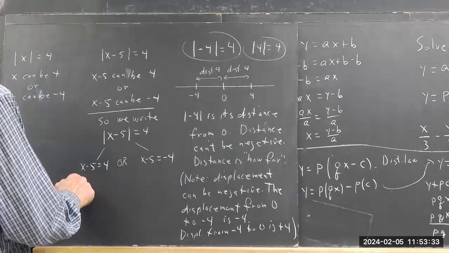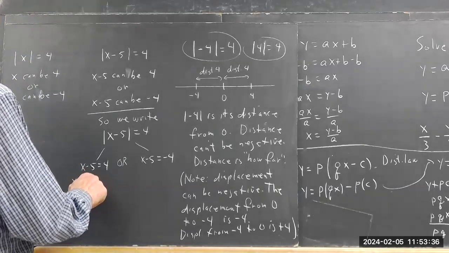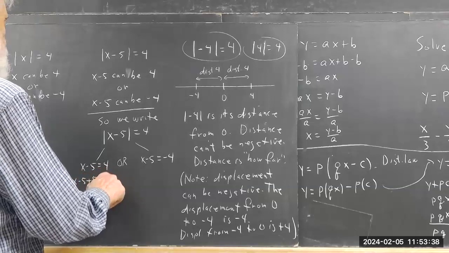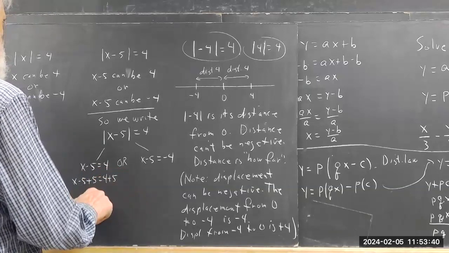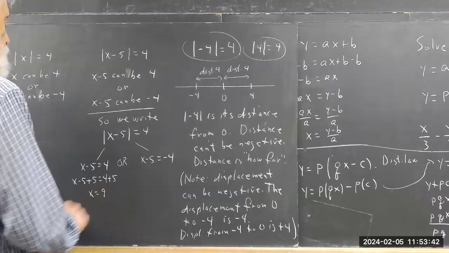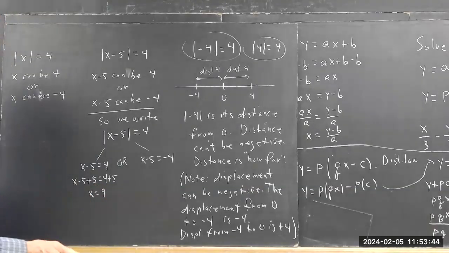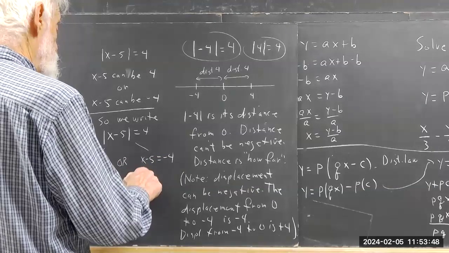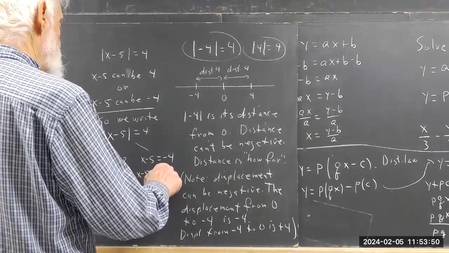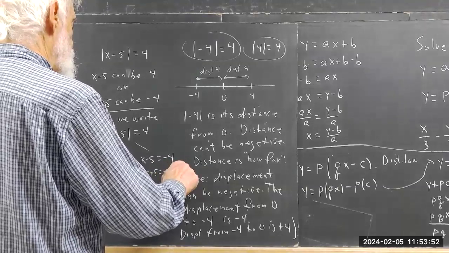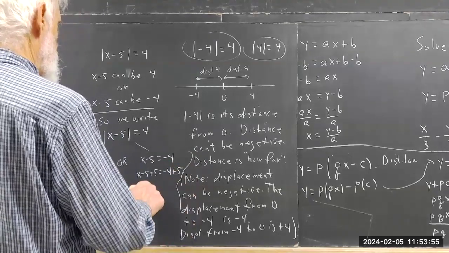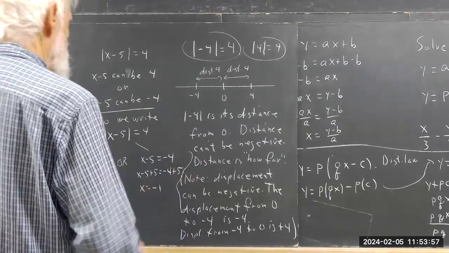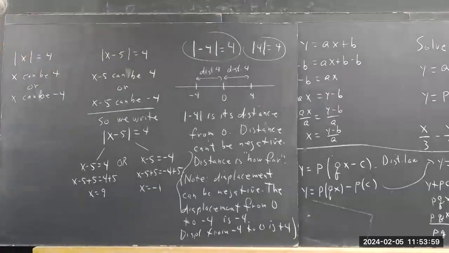So we can solve this equation. This one's easy to solve. And you get x equals 9. Just add 5 to both sides. And add 5 to both sides here. And you get x equals 1, not negative 1.